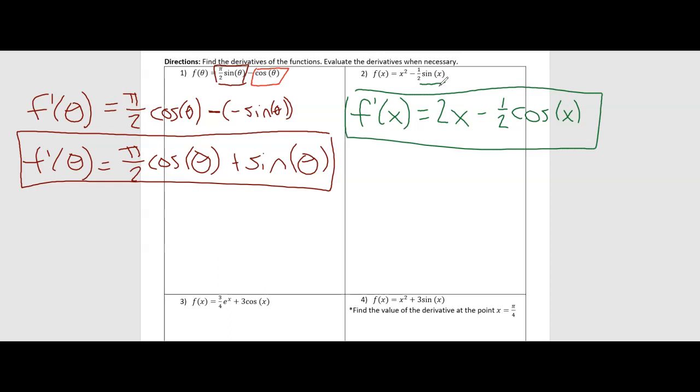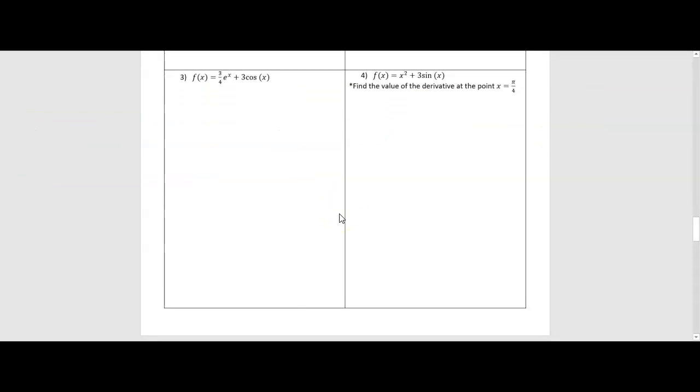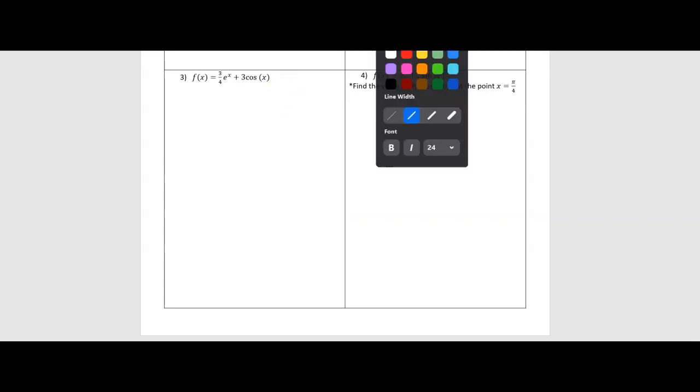Okay, again, hopefully you've stopped the video and you've tried to do these on your own. We are going to go through, well, we'll see if we can get through all of them. Let's move on to number 3. It may become a little tougher as we go. Number 3 gives us an exponential function as well as a trig function. Let's use pink. So I get f prime of x.